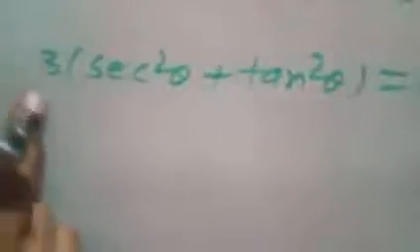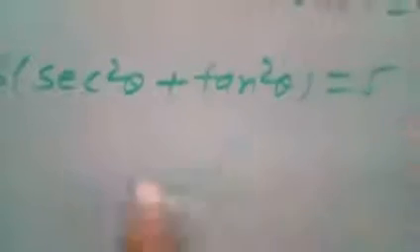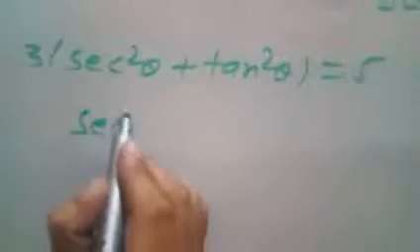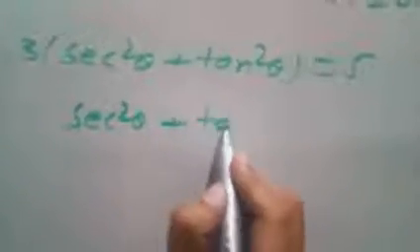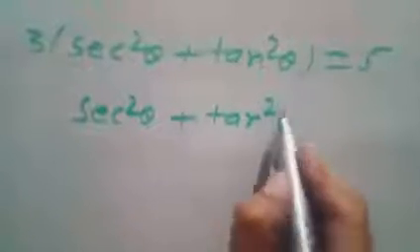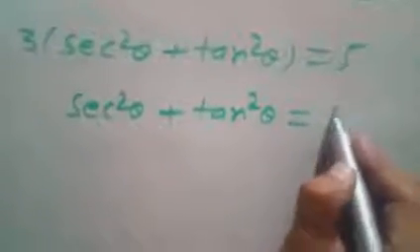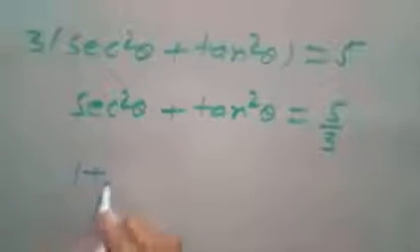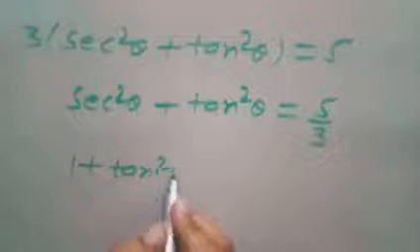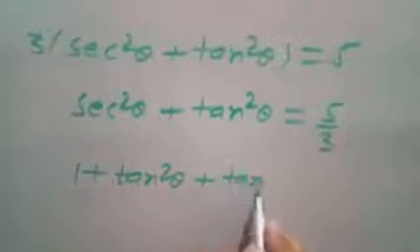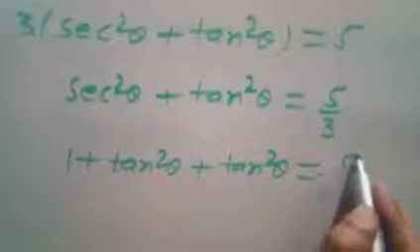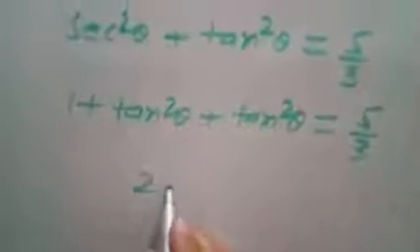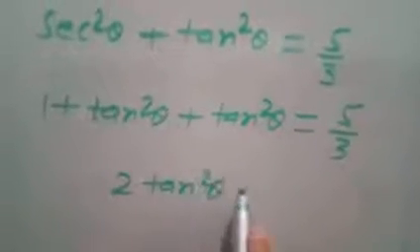In the next sum, 3 sec square theta plus tan square theta is equal to 5. So in the very next line, we can write sec square theta plus tan square theta is equal to 5 by 3. Now we know that sec square theta can be written as 1 plus tan square theta. So plus tan square theta, that is 5 by 3. So here 2 tan square theta is equal to 5 by 3 minus 1.